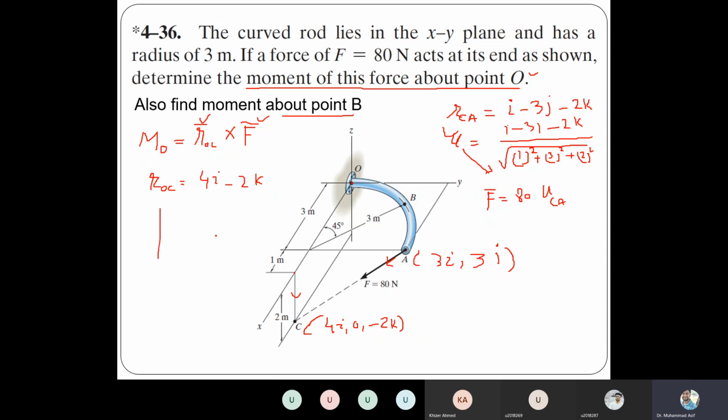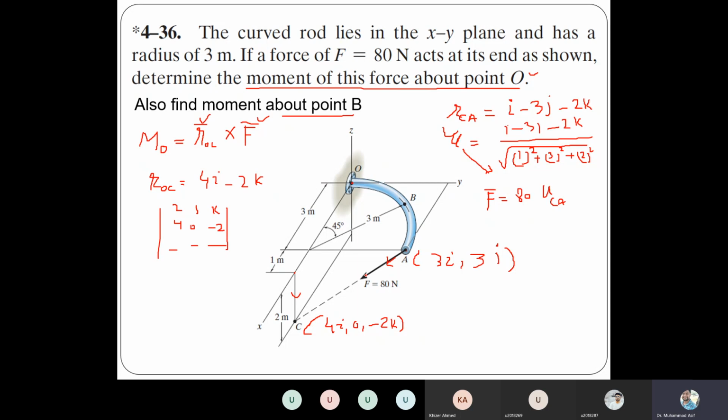4i minus 2k, and the force is, now both are in vector form, the force and this one. So simply you take i, j, k, and then first write down 4, 0, -2, and then the components of the force that you will calculate from here, right? So this way you can get the moment about point O for the force.